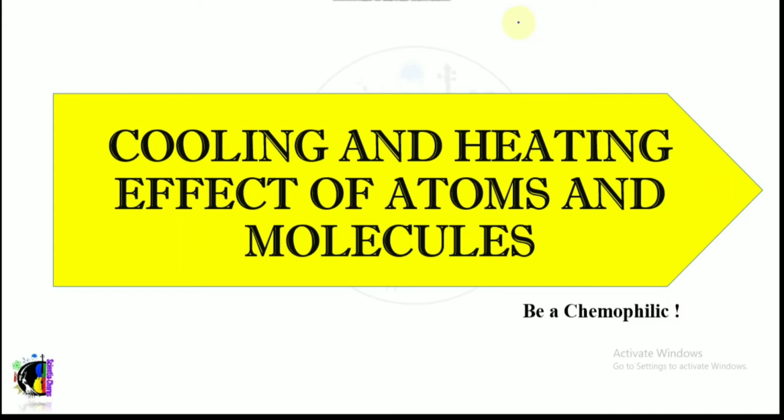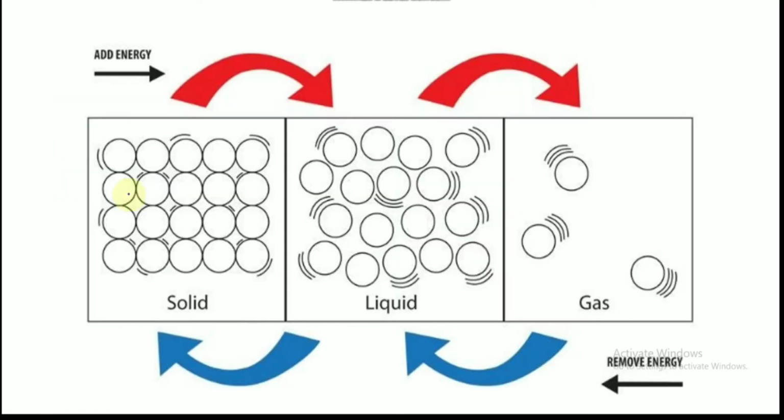In this video, we're going to see about the cooling and heating effect of atoms and molecules. So we know that matter is made up of atoms, and when these atoms combine together, they form molecules. Now let us consider an example and try to understand: if you heat a substance, what happens to the atoms or molecules present in that substance.